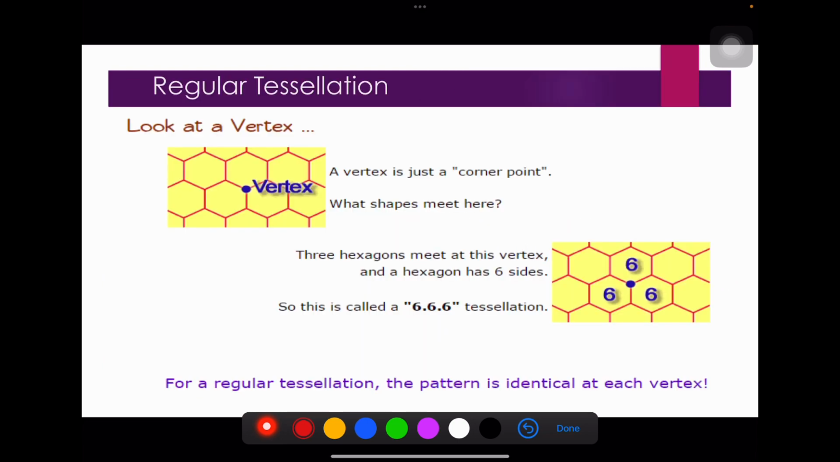So let's look at an example here. These are all made from hexagons. We have to look at the vertex. So a vertex is just a corner point. What shapes meet here? So we determine that the vertex is here.